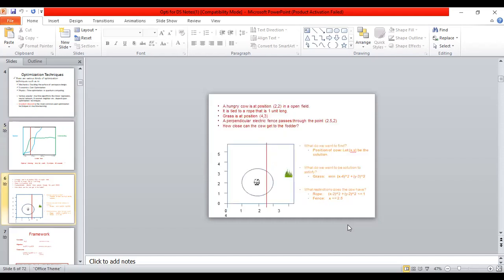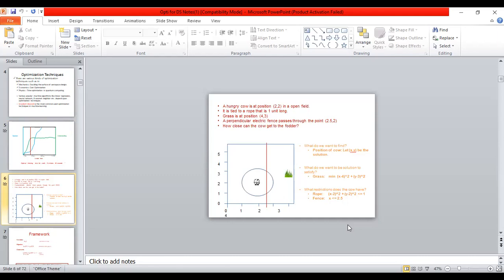Let's have a look at another real-life example of optimization. As you can see in the picture below, there is a cow in the middle at the position (2,2). We are on the XY plane, the Cartesian plane. The cow is tied to a rope of 1 unit long, which means the cow can move a maximum of 1 unit radius about its current position. There is grass at the position (4,3). So obviously the cow wants to eat this grass, but it's tied to a rope of 1 unit long.